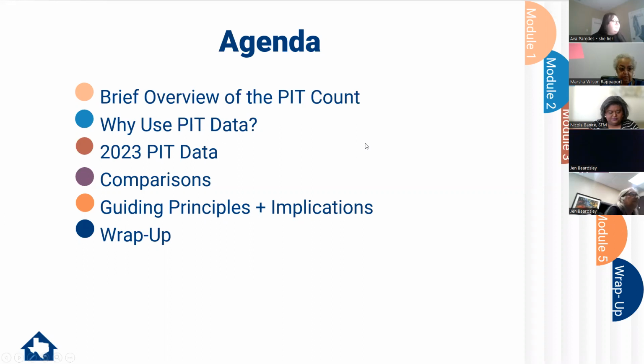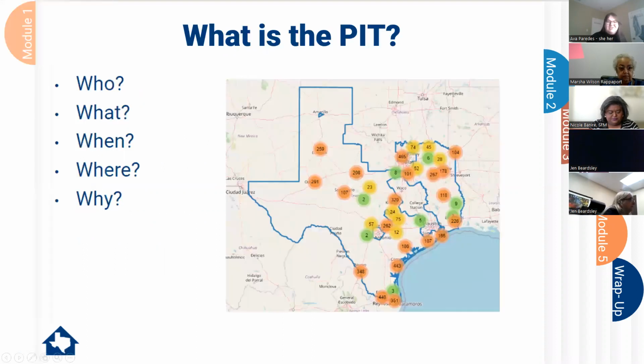So, what is the PIT count? I know many of you are already familiar with it, but I have just a quick brief overview, the who, what, when, where, and why of the point in time count. The who is obviously individuals and families residing in unsheltered locations, such as cars, parks, streets, sidewalks, and other places not meant for human habitation, as well as individuals and families residing in sheltered locations, such as emergency shelters and transitional housing. The what is the PIT count, of course, which aims to provide a snapshot of the individuals and families experiencing homelessness in a geographical area over the course of one night.